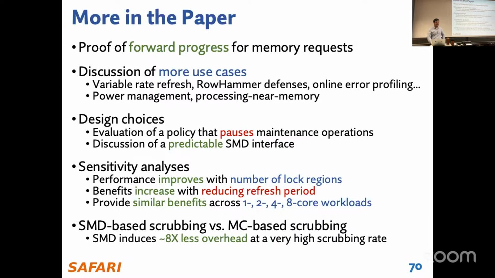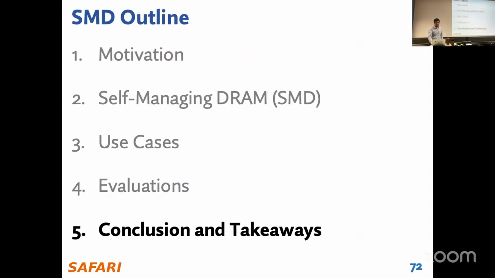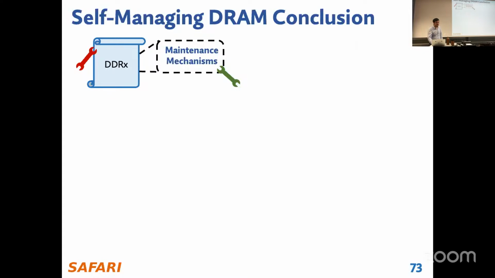We also evaluate SMD-based scrubbing and compare it to memory controller-based memory scrubbing. And we see that SMD induces 8 times less overhead at a very high scrubbing rate because you don't transmit any data over the DDR interface. You can do all the ECC checking, everything inside the DRAM chip. So this is the paper. I'll conclude very quickly.